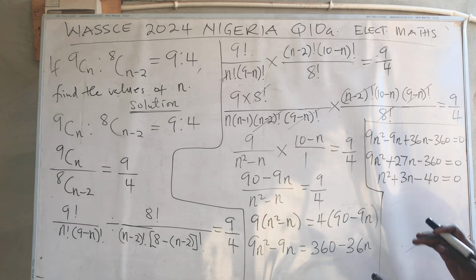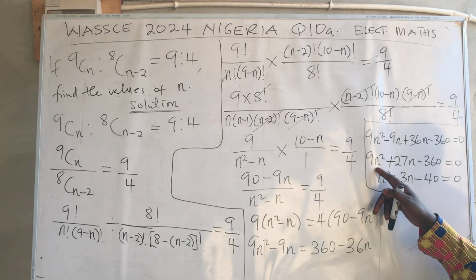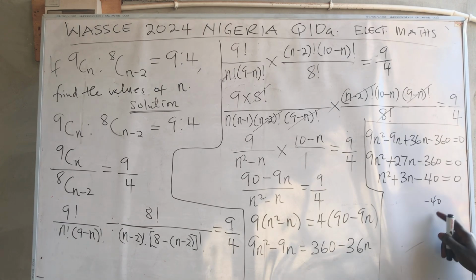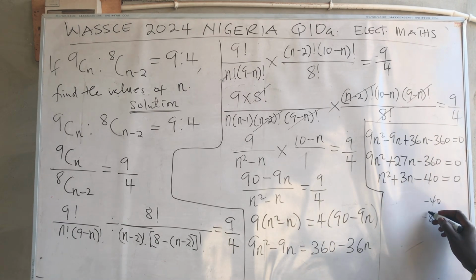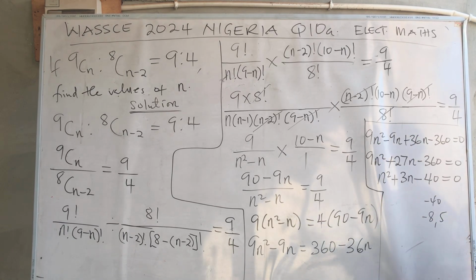Okay, so we have the n squared plus 3n minus 40. So we take the coefficient of the n squared, multiply by the constant. Here is 1 times the constant minus 40, so minus 40. Then we look at two factors of minus 40 which, when we add, we get positive 3. That will give us, I think, minus 8 and then positive 5.